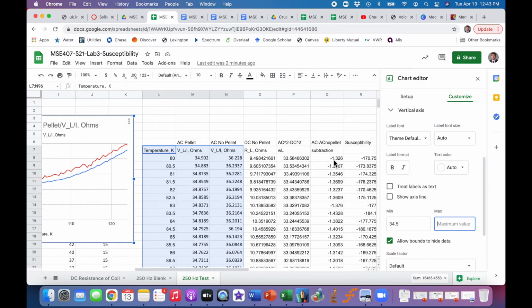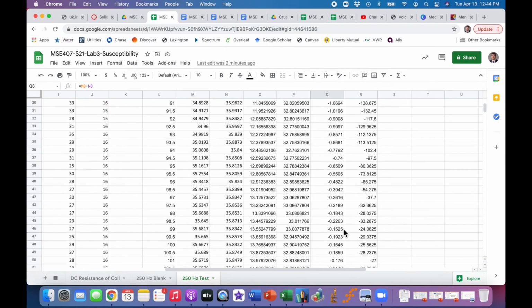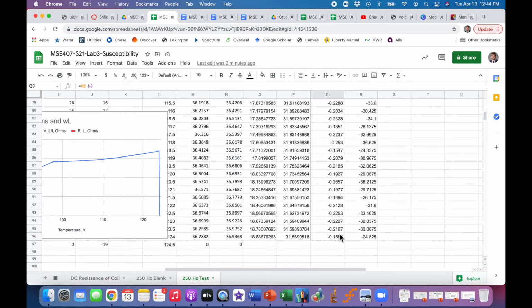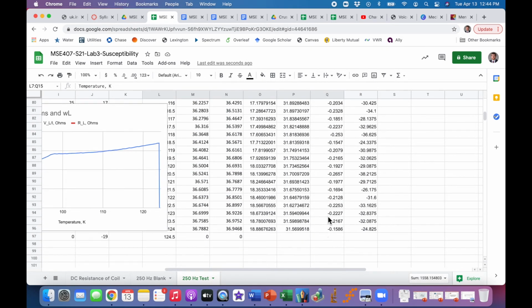So I've actually already kind of done it here. So if I subtract the AC run at 250 hertz minus the AC run at 250 hertz with no pellet, I'm going to get this. I think it's already correct, but let me extend it just in case. All right, and I'm going to plot that. And again, I'm going to forget that last point.